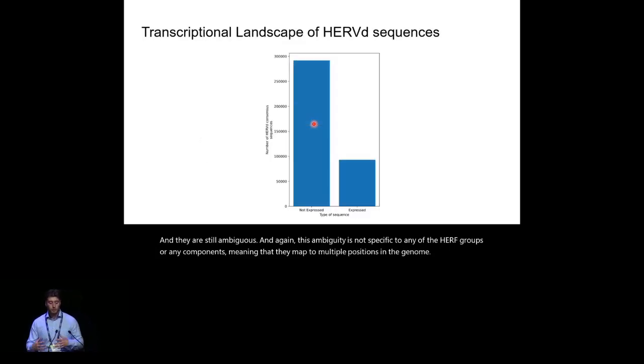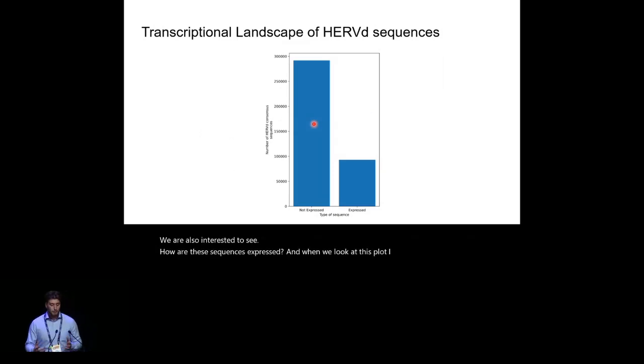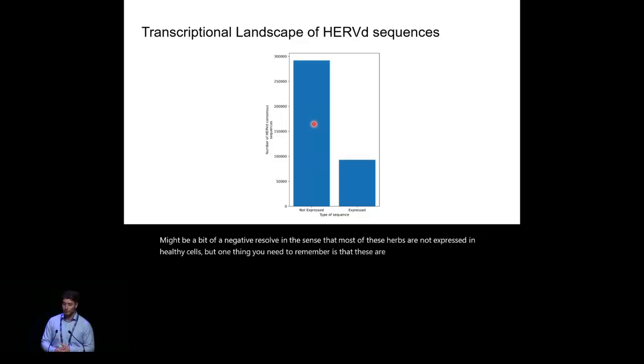We are also interested to see how these sequences are expressed. And when we look at this plot, I think it might be a bit of a negative result in the sense that most of these HERVs are not expressed in healthy cells. But one thing you need to remember is that these are 8% of the genome. And so even if there's only a few that are expressed, the few are still 100,000 sequences.